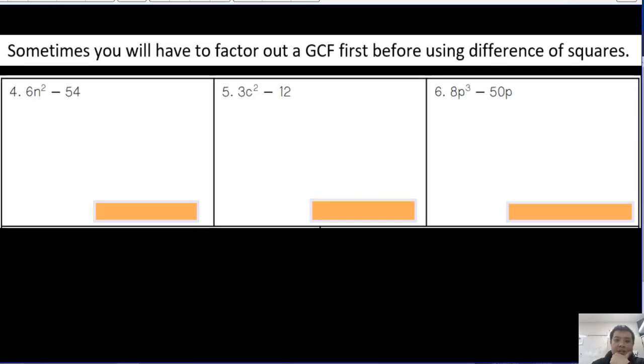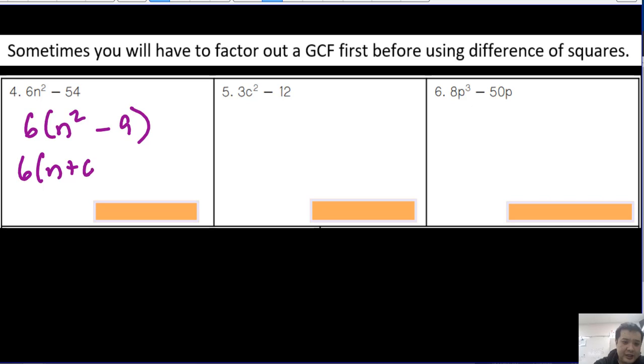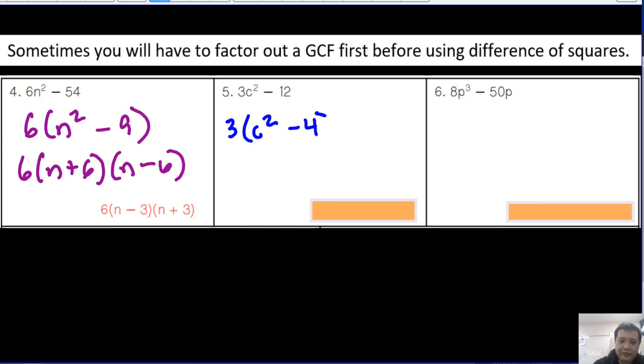As such. Sometimes you have to factor out a greatest common factor here before using difference of squares. So for example, number 4, we're going to have to factor out a 6 here. And then when we do that, we have n squared minus 9. And then n squared minus 9, because both of those are perfect squares, becomes n plus 3, n minus 3. Same thing applies over here. We're going to have to factor out a 3. So we factor out a 3, and we're left with c squared minus 4. We have 3 times c plus 2, c minus 2.